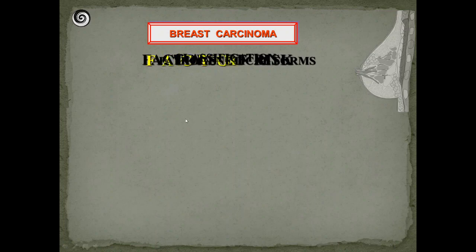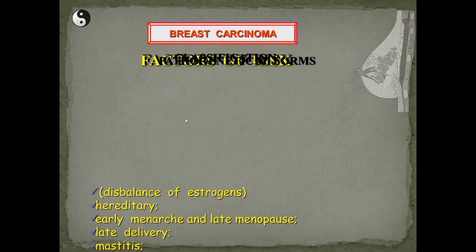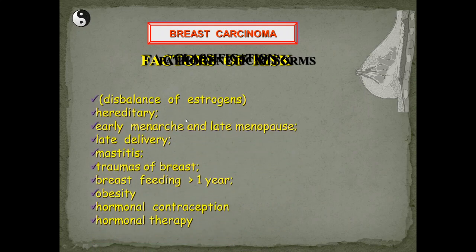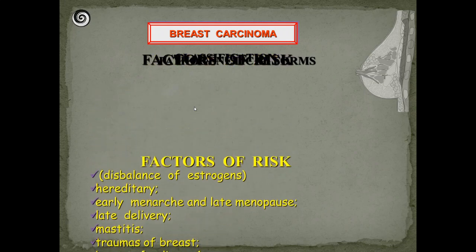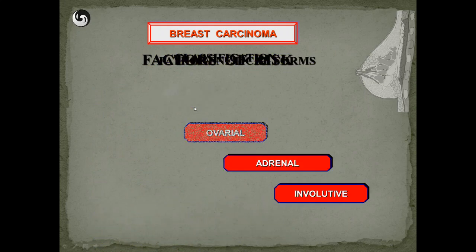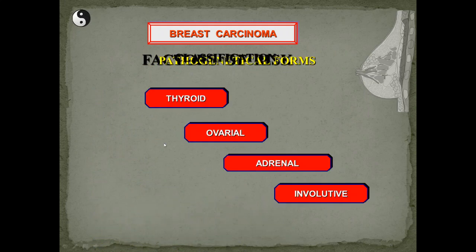Move on. Breast carcinoma. Risk factors. So again and again, estrogen, so hyperestrogenemia, and obesity is a cause of this hyperestrogenemia. Move on. So forms: thyroid, ovarial, adrenal, and involutive. Next one.